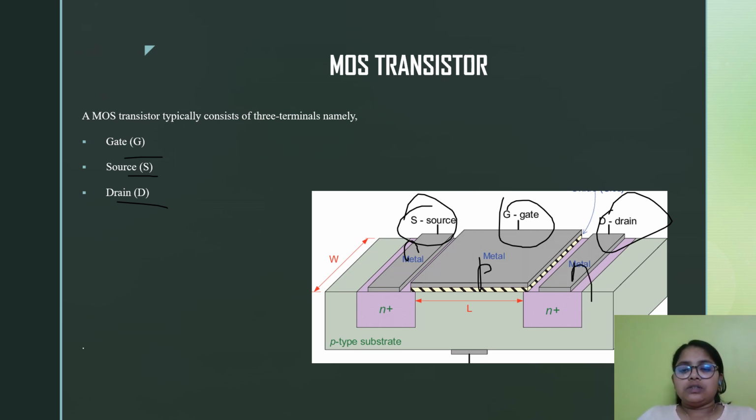The MOS transistor here which I have taken as example is NPN type, where it will be having three important terminals called source, gate, and drain. And this base will be P type substrate.